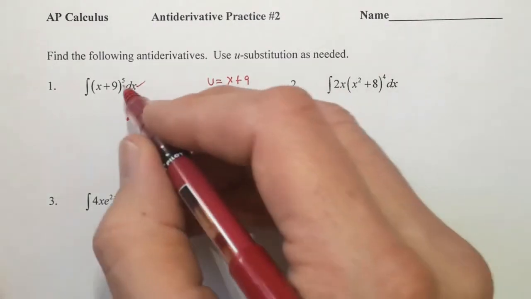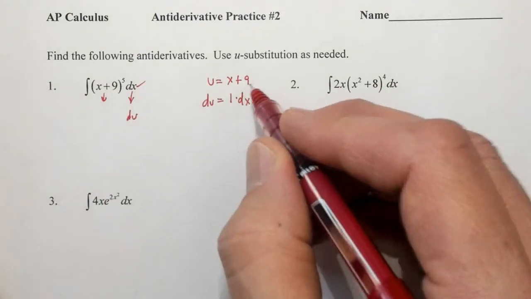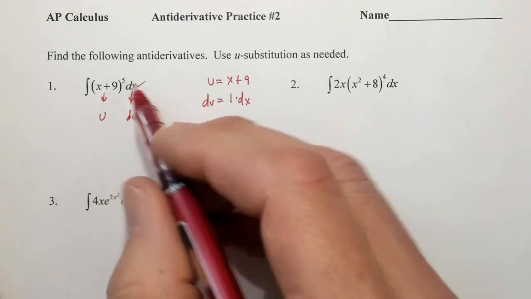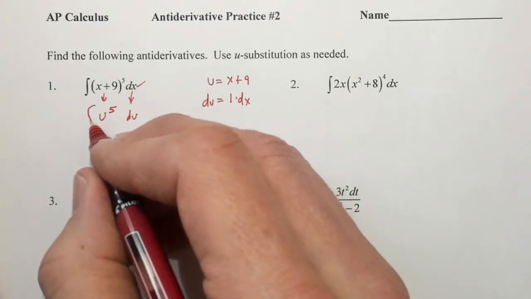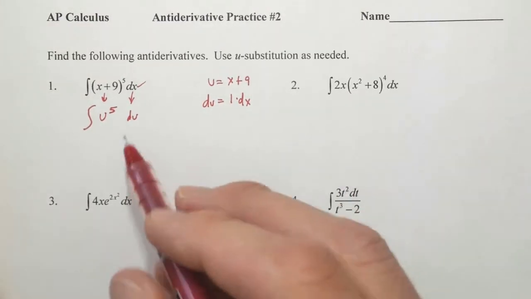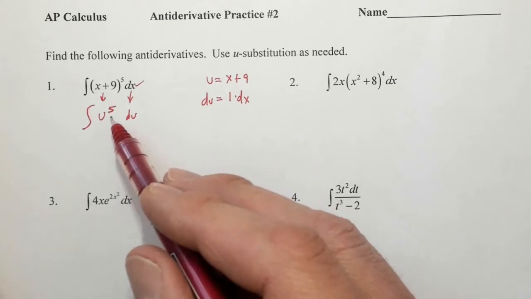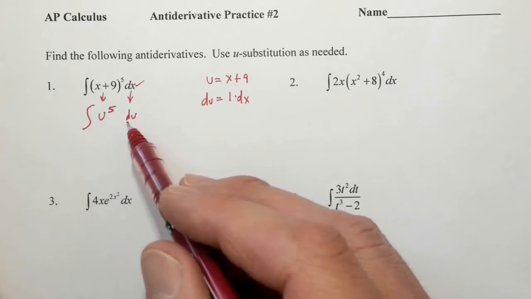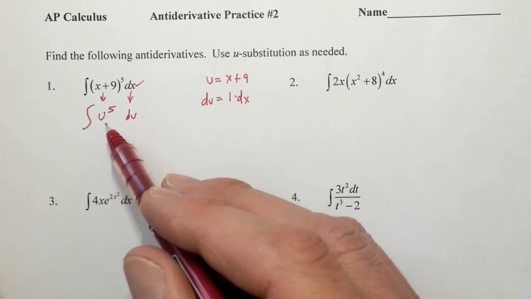We're going to sub x plus 9 out. x plus 9 is equal to u, so we're going to sub that in. Now x plus 9 was raised to the 5th power, so u will be raised to the 5th power. So we have the antiderivative of u to the 5th du, which is a nice easy antiderivative from the previous practice, whether it's u to the 5th du, or x to the 5th dx, or t to the 5th dt. It doesn't matter what the variable is. The antiderivative rules all follow the same.